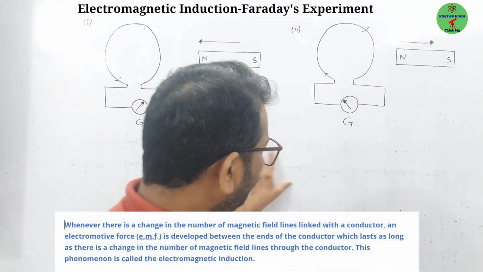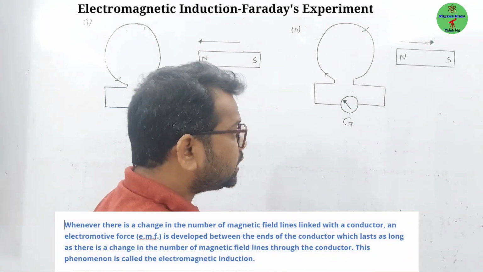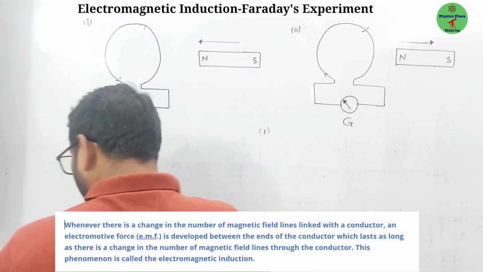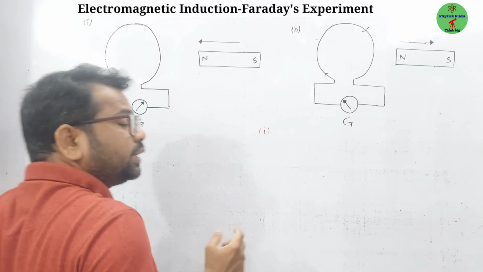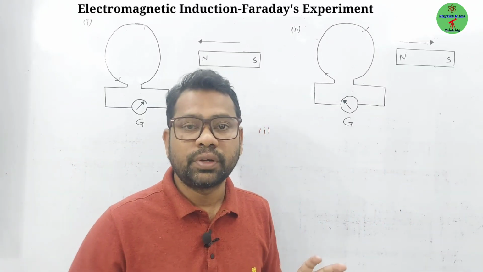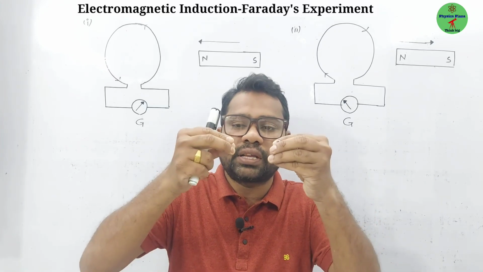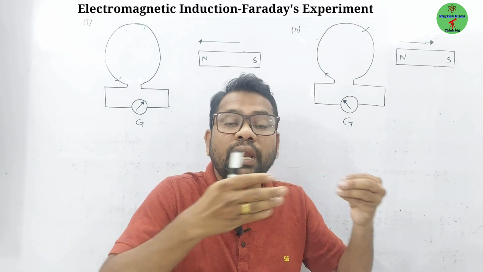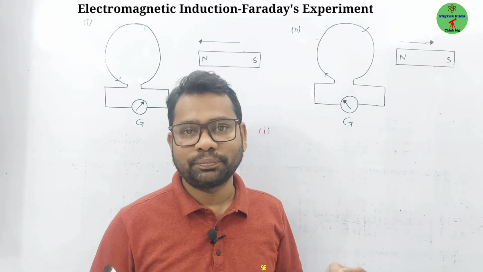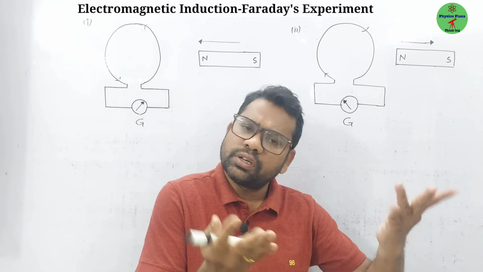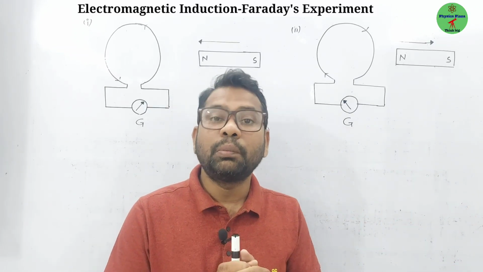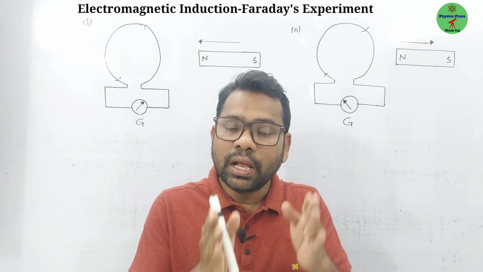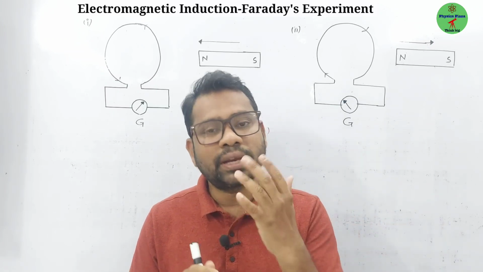So children, what are the conclusions? What is the first conclusion? There must be a relative motion. If there is no relative motion, if both are at rest, then there is no current. So there must be a relative motion between the coil and the magnet. Either one is in motion, that is okay. If both are in motion, that is okay. But both should not be at rest. That is the first one: there must be a relative motion between the coil and the magnet.